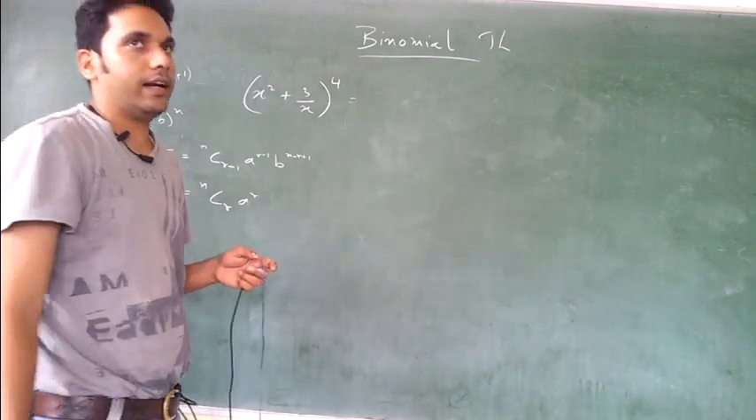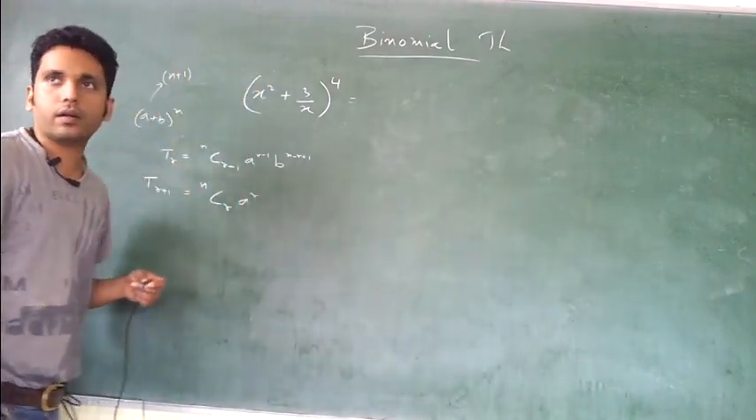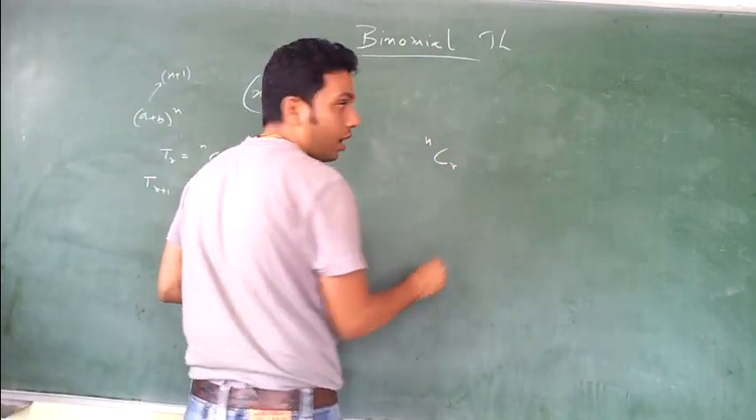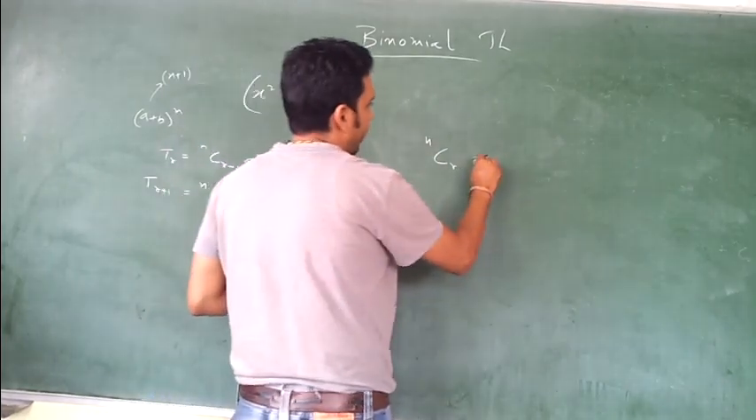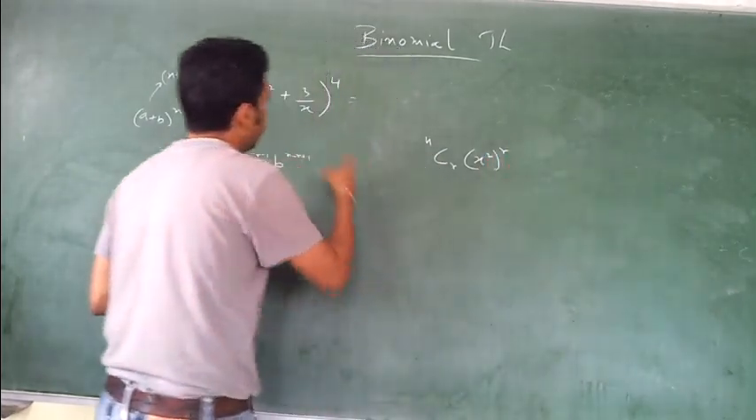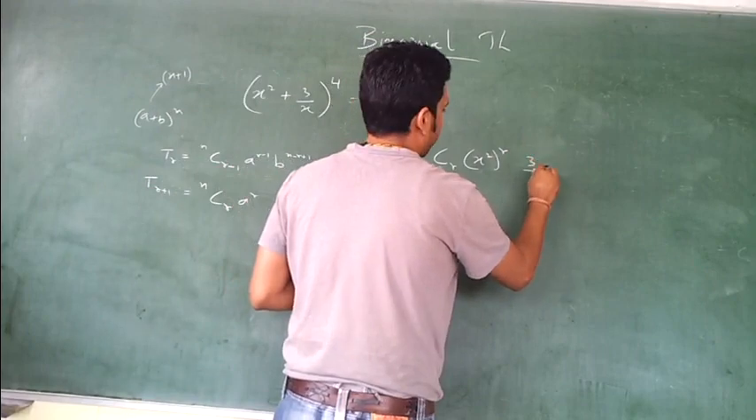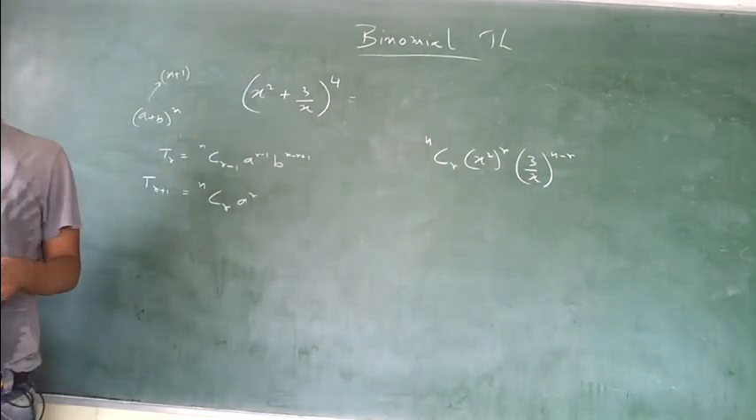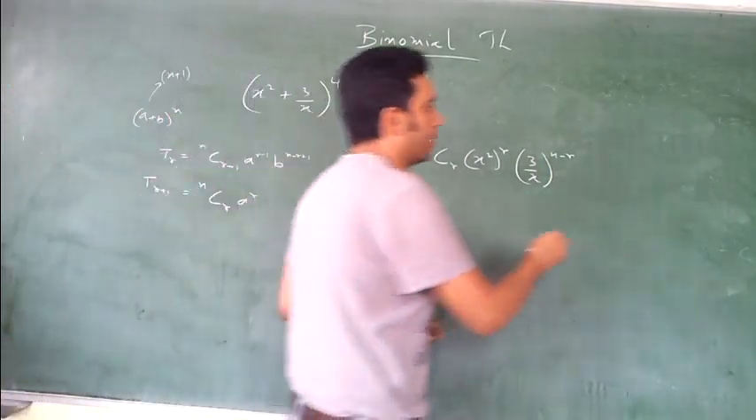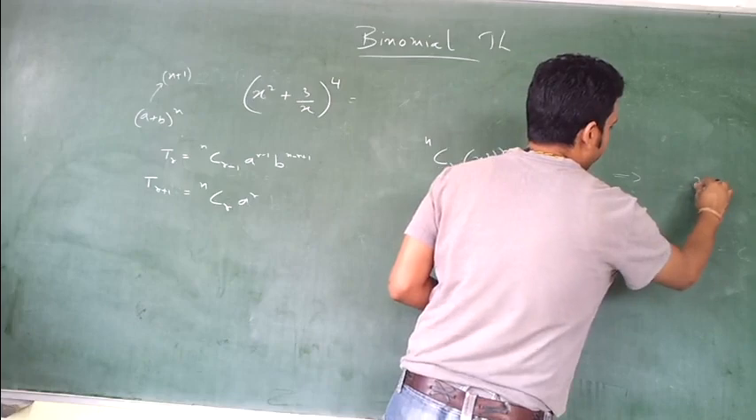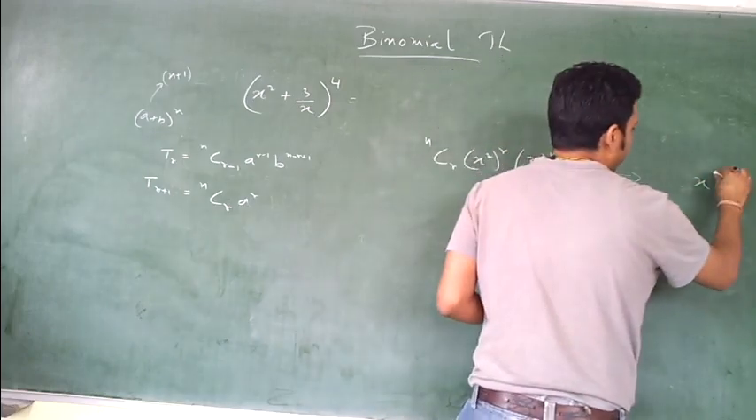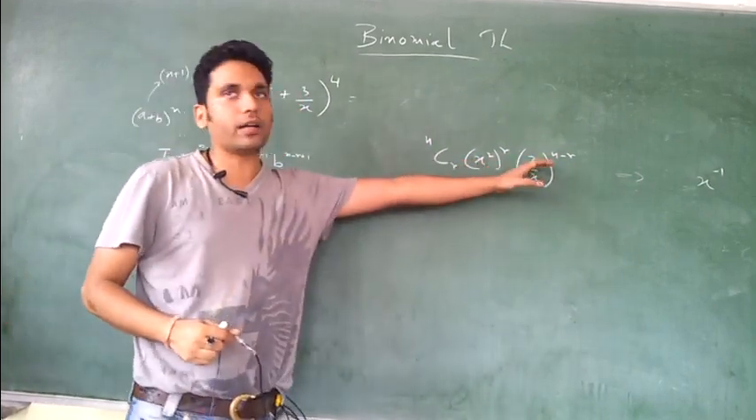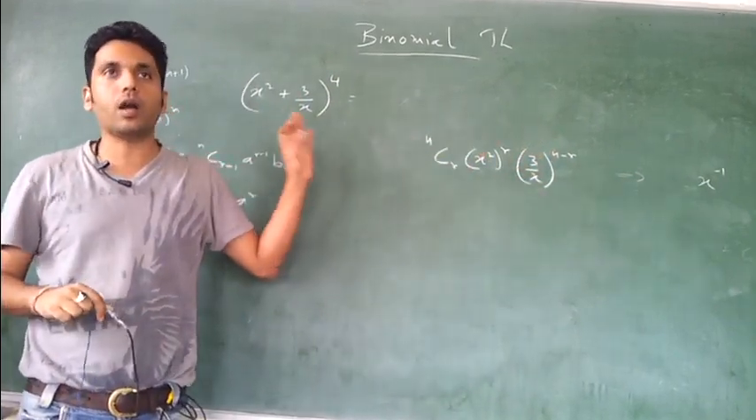So we'll say let the term which is having x power minus 1 is 4CR, first thing, x minus 2 whole power r into second thing 3 by x whole power 4 minus r. This will be one of the terms or not? We don't know that r, but this will have x power, what was asked? Minus 1. Okay. So you expand this, x power whatever comes should be minus 1. According to that you will find out r.